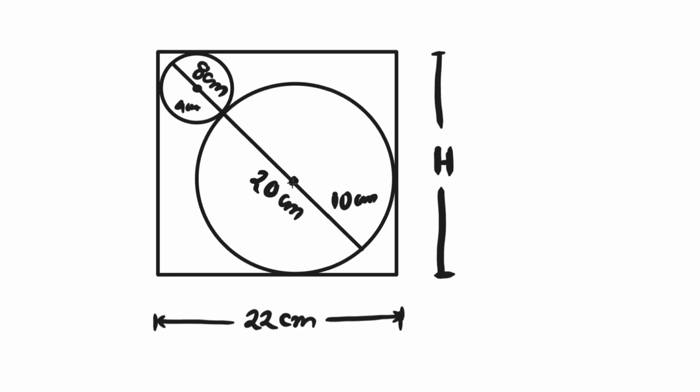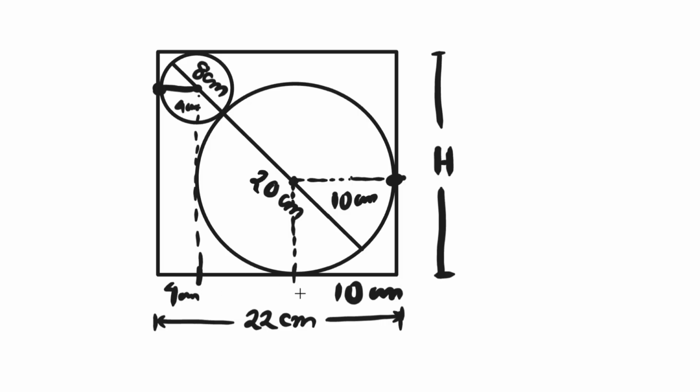Next, let's imagine drawing a horizontal diameter through each circle and marking the center of each one. Since the smaller circle touches the left side of the rectangle, its center must be exactly 4 centimeters away from the left edge, because that distance is equal to its radius. In the same way, the larger circle touches the right side of the rectangle, so its center is 10 centimeters away from the right edge because its radius is 10 centimeters.